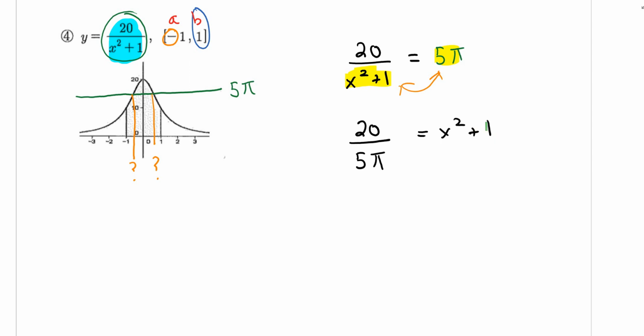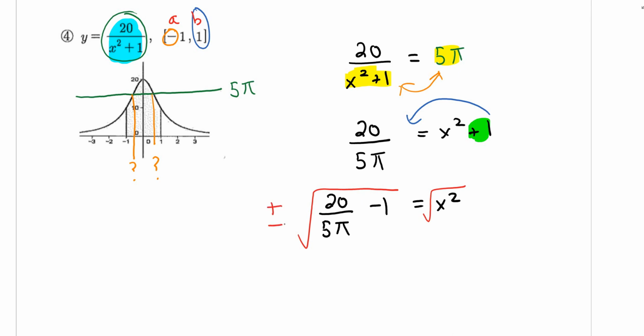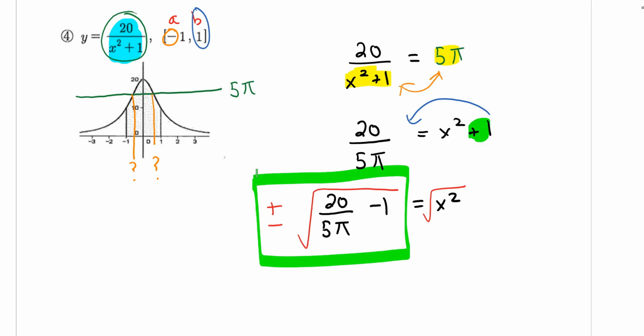After that, I can take my plus 1 and then I can move that to the other side. So if I do that, I get 20 over 5 pi minus 1 equals x squared. And then after that, I can take the square root of both sides. And then I need a plus or minus there. So this right here, these are your following x values that do work for that particular problem there.